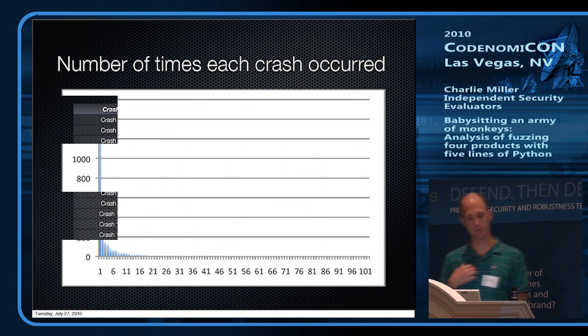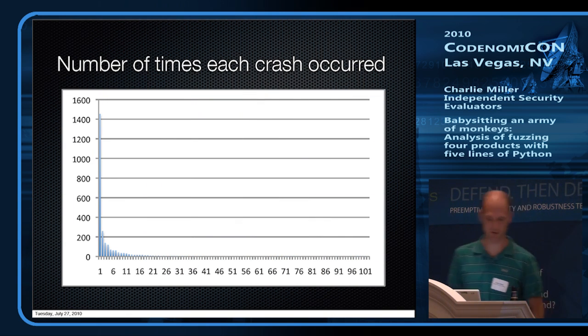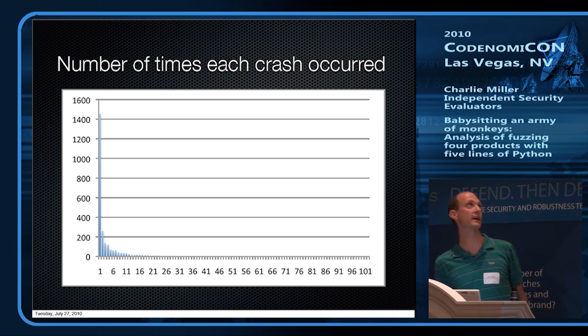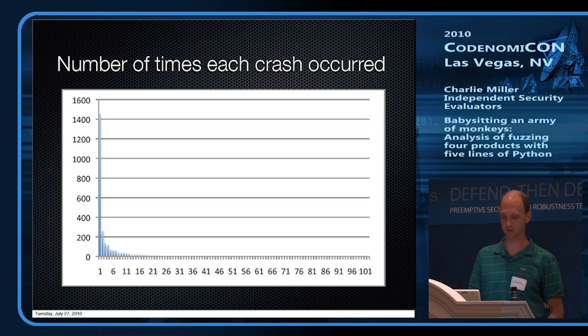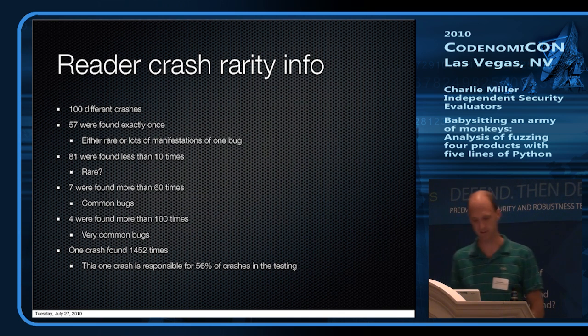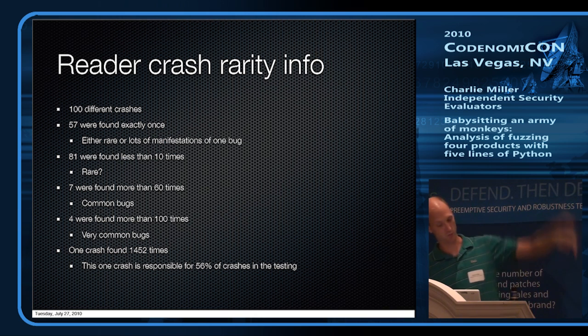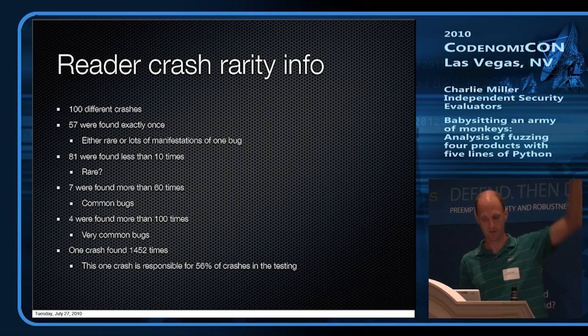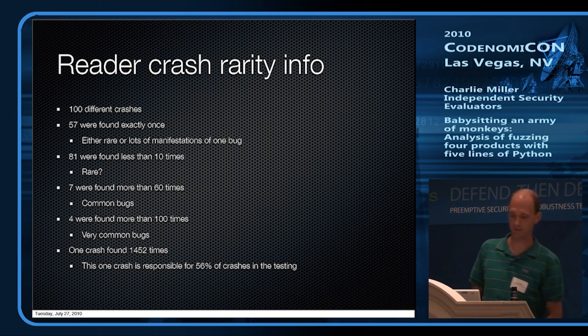Okay, what about how rare are crashes? It turns out that one crash happened all the time, like 1,600 times. So there's no way you could possibly miss that. But some crashes were very rare. Of the 100 crashes, most of them occurred only one time, so they were very hard to find. Here's that same information, except in text form. One crash was found 1,400 times at the bottom, and 57 were found exactly once. So 57 were pretty hard to find.